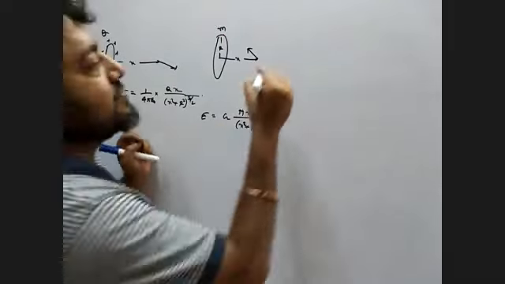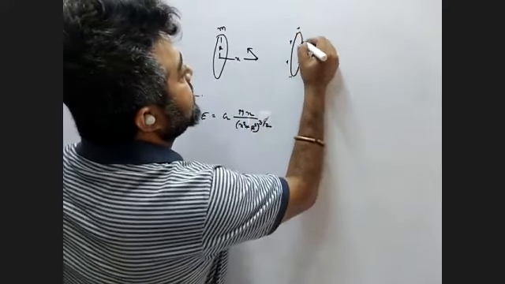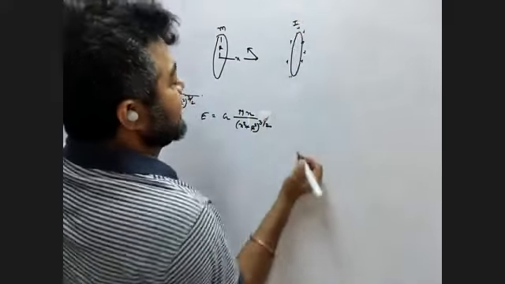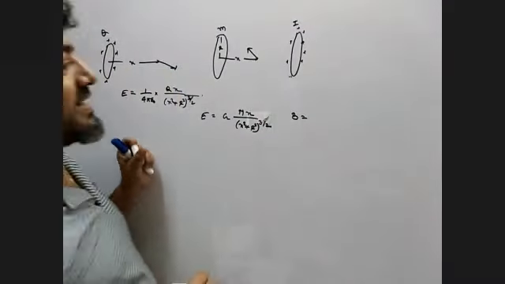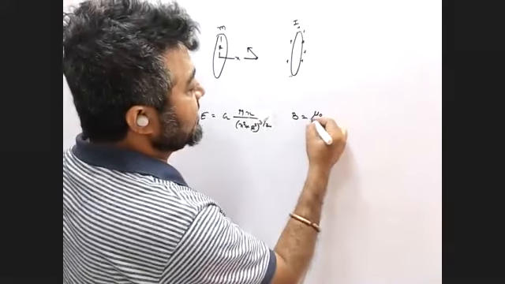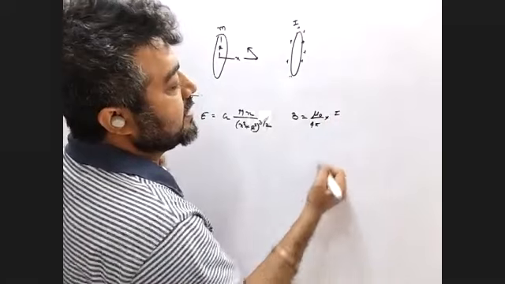And if you use a ring, and if I is the current, then the magnetic field, that also you discussed in the magnetic field chapter. Anyone tell me what is the value? What was it? Mu naught by 4 pi, 2 pi I by R.